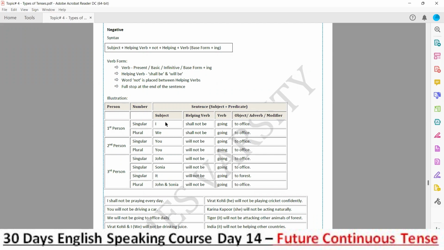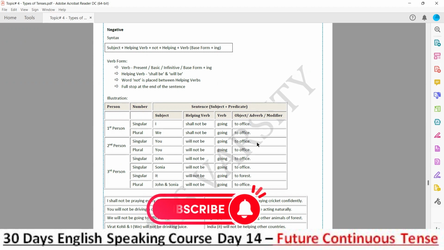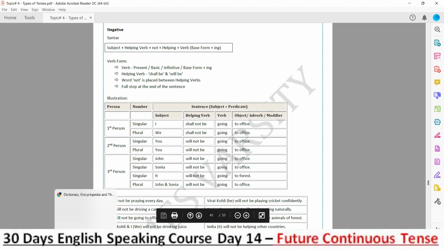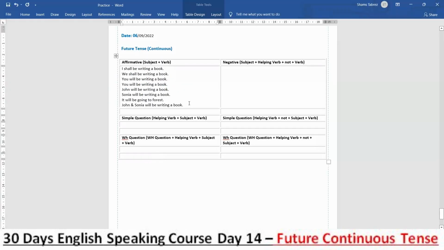Okay. So like, I shall not be going to office. So here we are just adding the word not to make this affirmative sentence negative. I shall not be going to office. Similarly, you will not be going to office. John and Sonia will not be going to office. So here we have this affirmative, just add the word not. I shall not be writing a book.